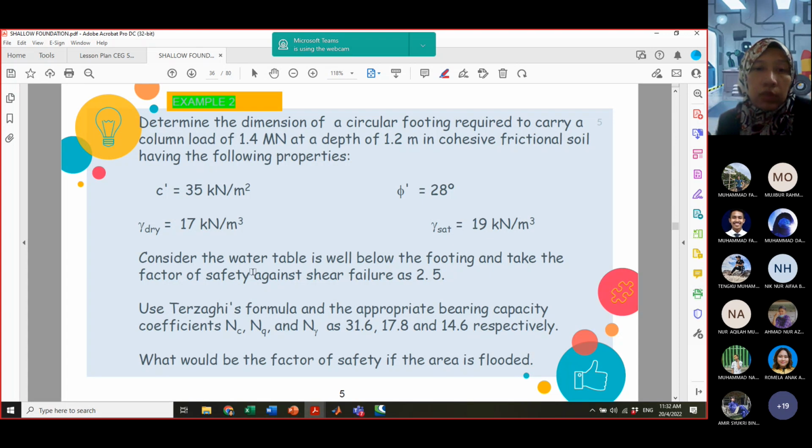So the water table is well below the footing and take the factor of safety against shear failure as 2.5. Kemudian NC and gamma as stated here. The water table effect ada dua. First, well below. Satu lagi, kalau is a fully flooded. Fully flooded ni maknanya water table effect at the ground surface lah.